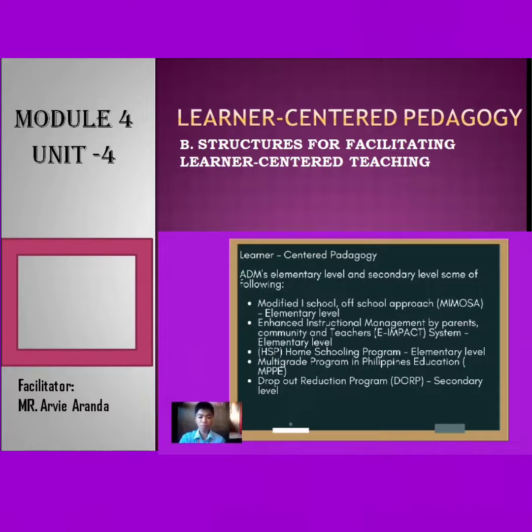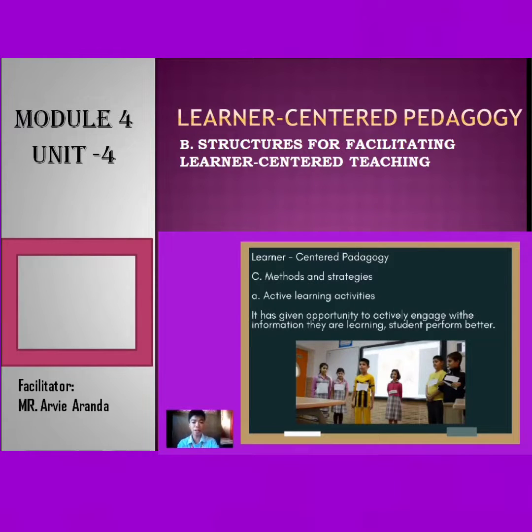The OHSP, or homeschooling program, or HSP, is also under the elementary level. The multi-grade program in Philippine education, or MPPE, is also under the elementary level. And lastly, the secondary level is under the Dropout Reduction Program, or DORP. Next, about letter C, the methods and the strategies. So, the methods are the active methods. There are different methods of strategy of learner-centered teaching.